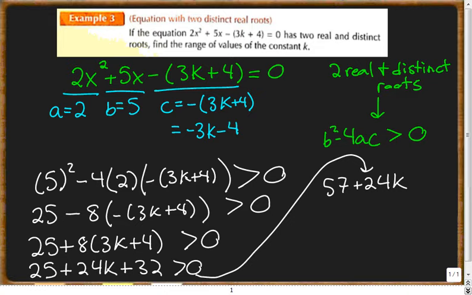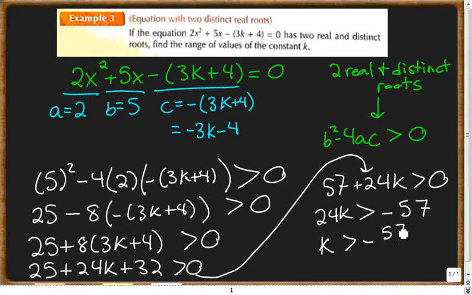So now, we know that that is greater than 0, so we need to solve for k. What I would do is move my 57 over to the other side. That's going to make 24k greater than negative 57. When we subtract it over, we're just replacing the sign. And then we're going to divide by 24 on both sides. The 24 divided by 24 takes care of itself, that becomes a 1, and we're going to have k has to be greater than negative 57 over 24.